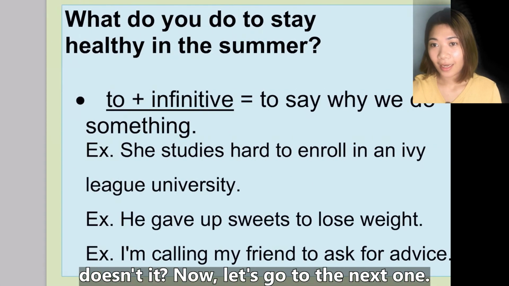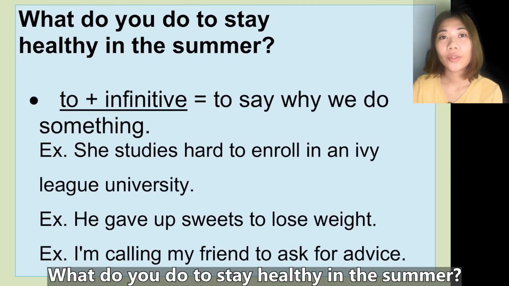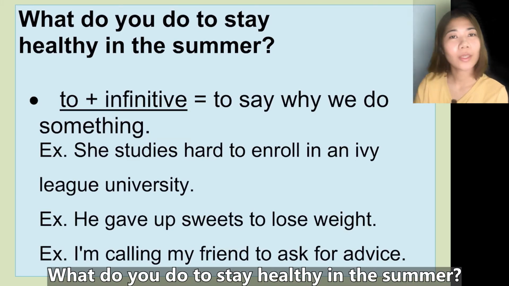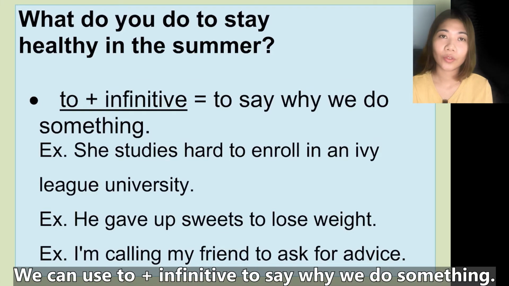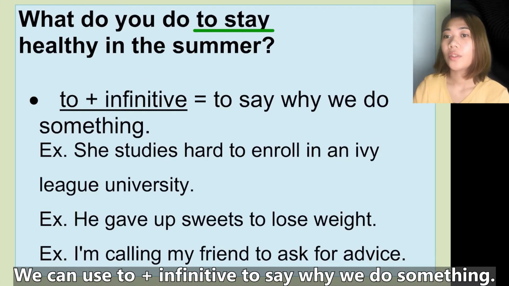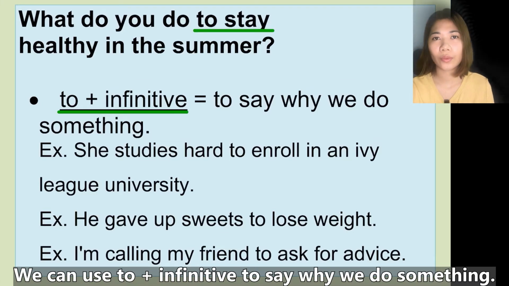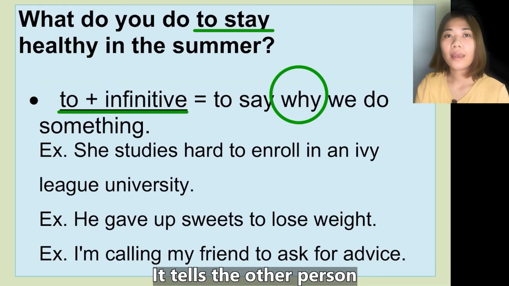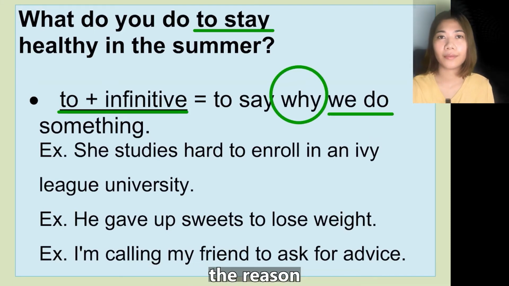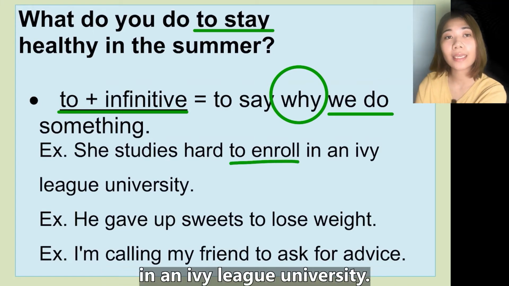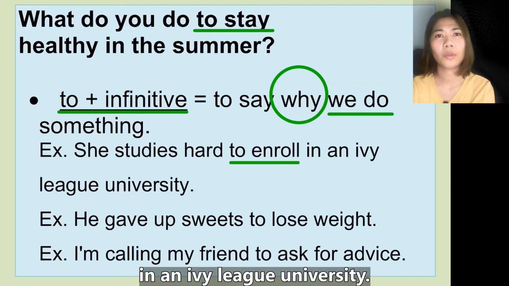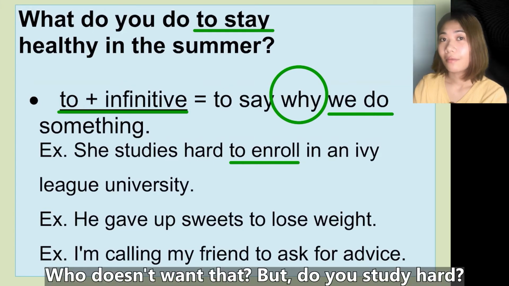Now let's go to the next line. What do you do to stay healthy in the summer? We can use "to" plus infinitive to say why we do something. It tells the other person the reason. For example, we have, she studies hard to enroll in an Ivy League university. Who doesn't want that? But do you study hard?